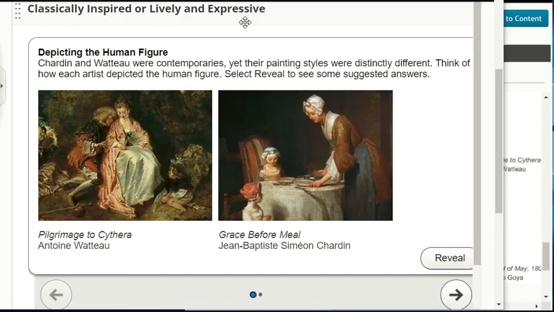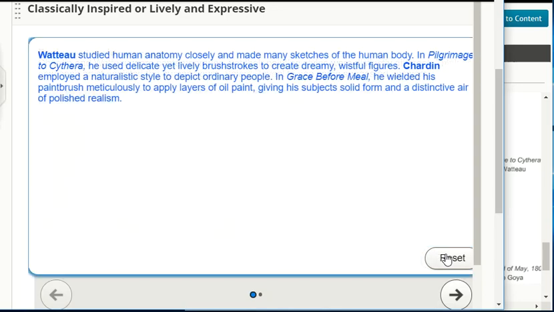Classically inspired or lively and expressive, depicting the human figure. Chardin and Watteau were contemporaries, yet their painting styles were distinctly different. Think of how each artist depicted the human figure. Here we have Pilgrimage to Cythera by Watteau and Grace Before Meal by Chardin. How did the artists treat the figures differently?